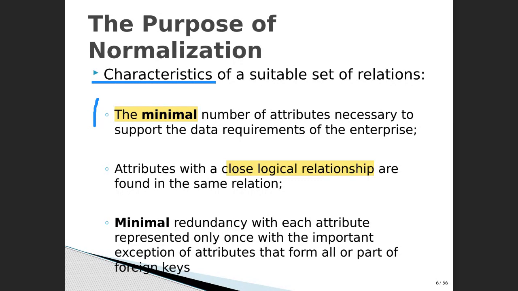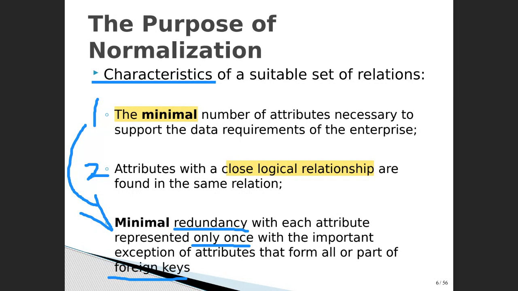Number two, all attributes within the relation must have a close logical relationship in the same relation. Minimal means here that there will be no redundant data, okay? Which means that the attribute will be represented only once, with any exception of attributes that can be part of foreign keys. This is a must.